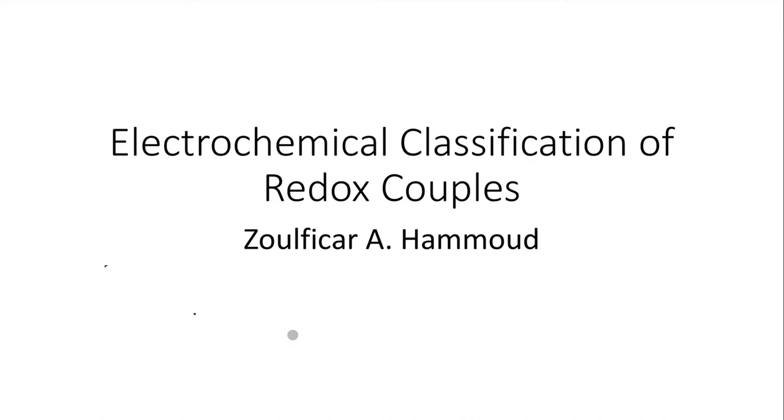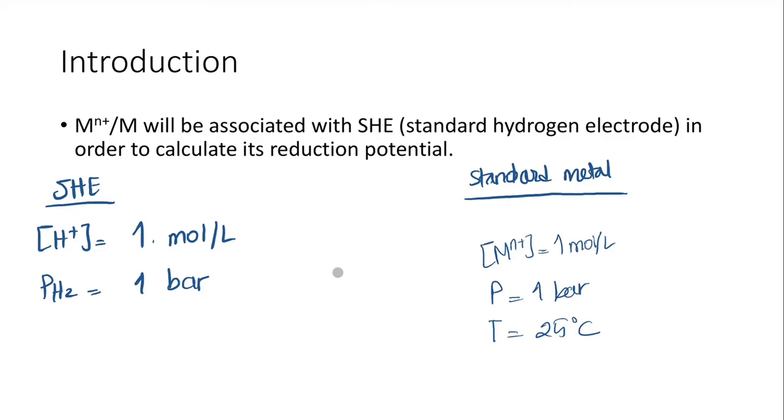So hello everyone, in this video we will proceed with our material and we will talk about the electrochemical classification of redox couples. The last video was about the SHE, the standard hydrogen electrode. We'll complete with the material. As a brief introduction, we've mentioned that we need a reference to calculate the reduction potential of every metal, and the reference here will be SHE, the standard hydrogen electrode.